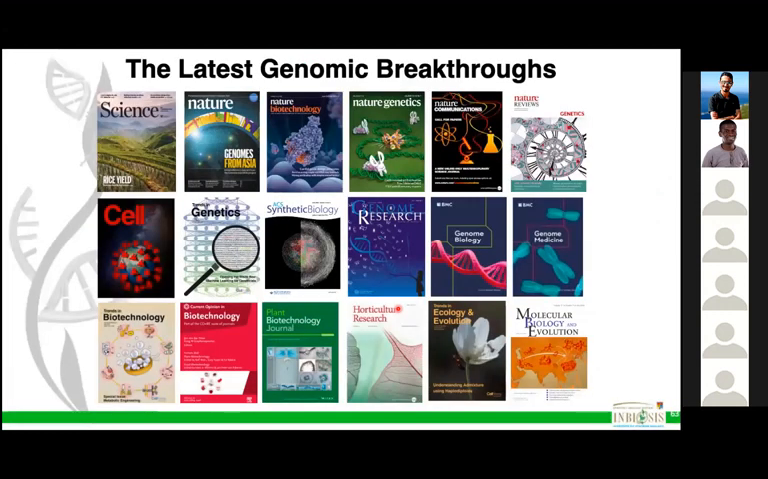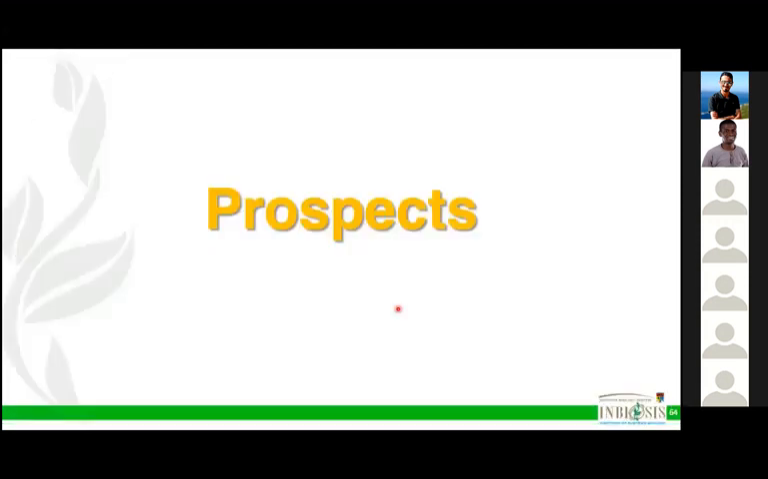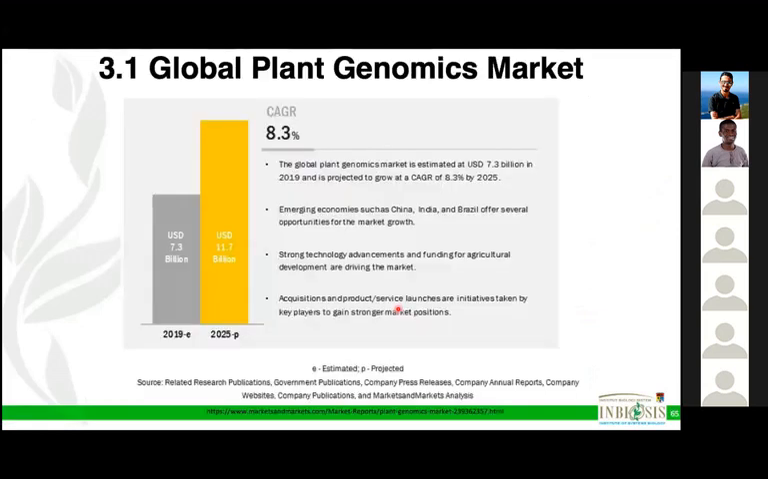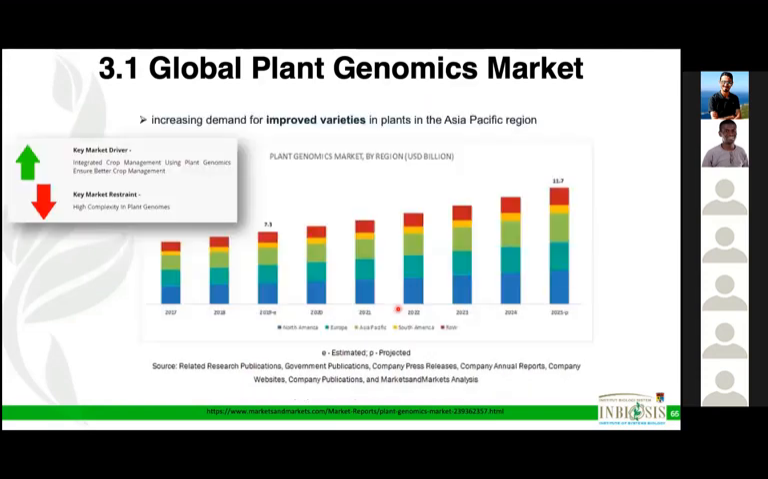So for the latest breakthroughs, you can go through all these journals. And now I'm moving into the second part of the talk, which is the prospects. What are the future prospects? You can see that the plant genomic market is on the rise at 8.3%, worth 11.7 billion by 2025. This increasing demand is due to integrated crop management, using plant genomics to ensure better crop management. So the market demand is to inform crop management.